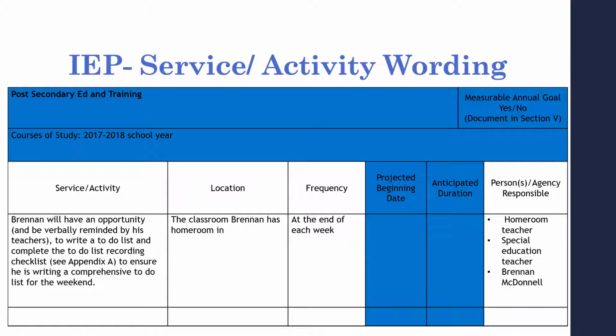Here's the transition grid again, showing only the part pertaining to post-secondary ed and training. You can see the exact wording of my service or activity, which is Brennan will have an opportunity and be verbally reminded by his teachers to write a to-do list and complete the to-do list recording checklist, see Appendix A, to ensure he is writing a comprehensive to-do list for the weekend.